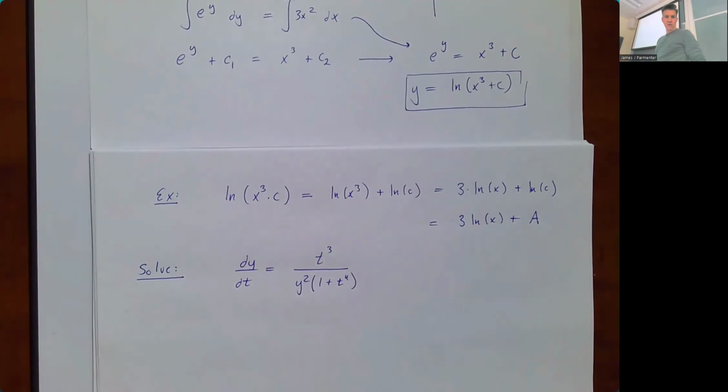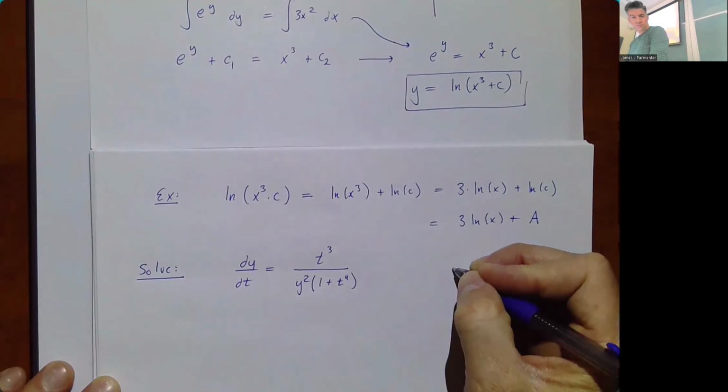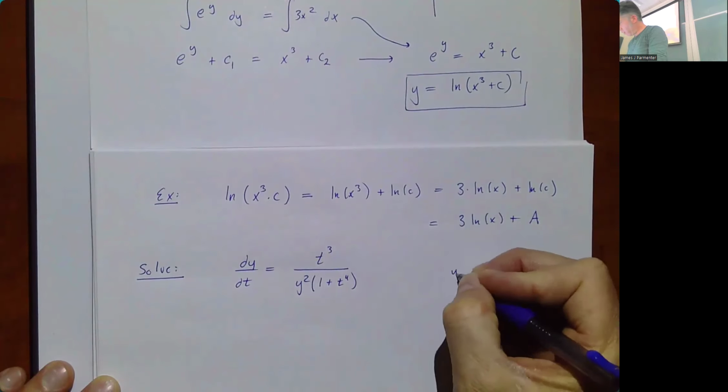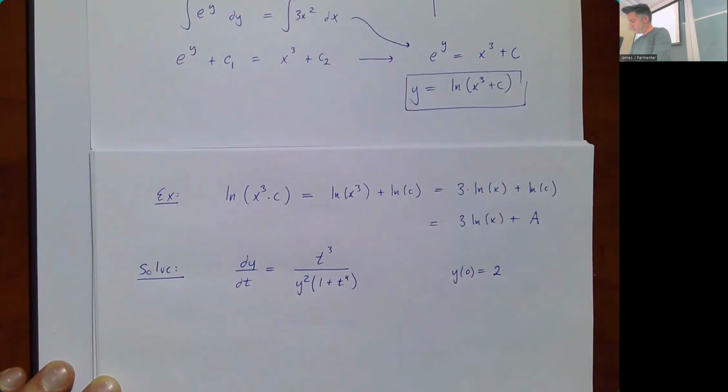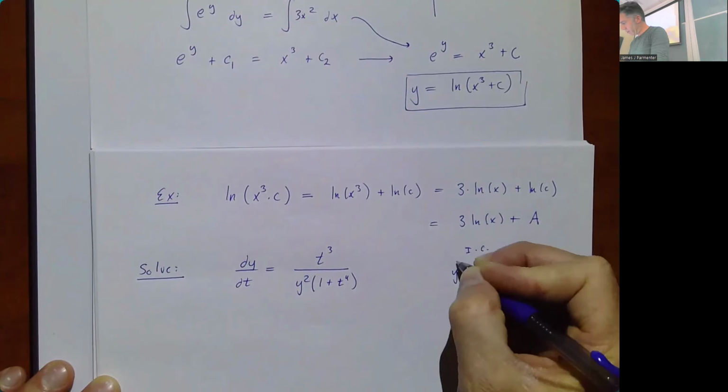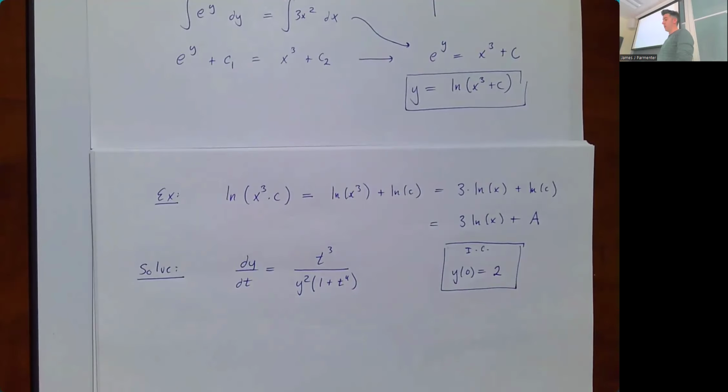And do we have an initial condition? Nope. Sure, I'll make one up. Let's say y of 0 is equal to 2. So there's our initial condition that we'll deal with at the end, or somewhere near the end.